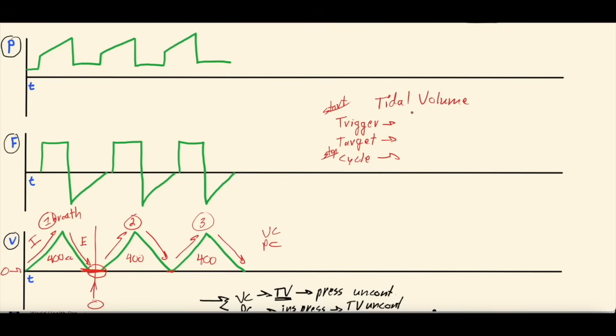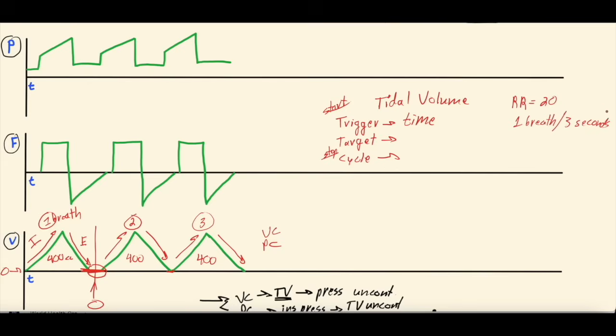And in volume control, the trigger is time. Makes sense, right? We said we set a respiratory rate. If we set the respiratory rate at 20, that means that every minute, every 60 seconds, the ventilator is saying that that patient needs to get 20 breaths every 60 seconds, or about 1 breath, right, per every 3 seconds.